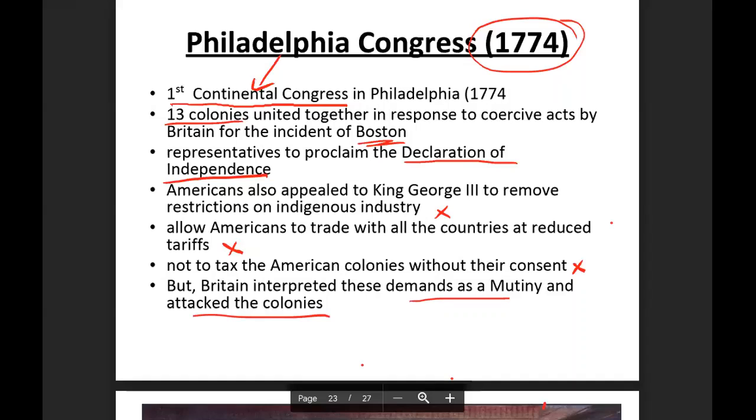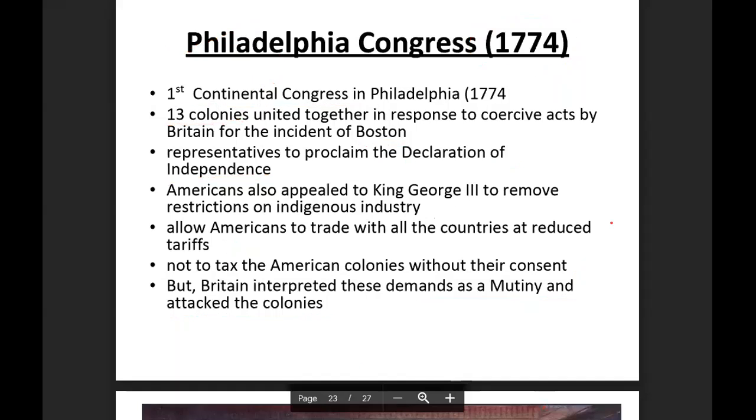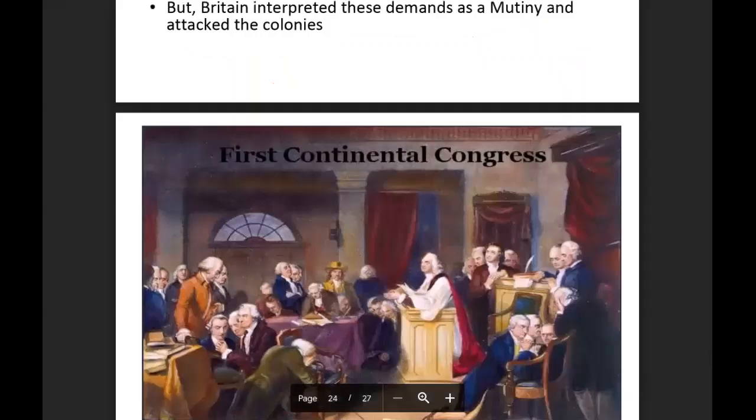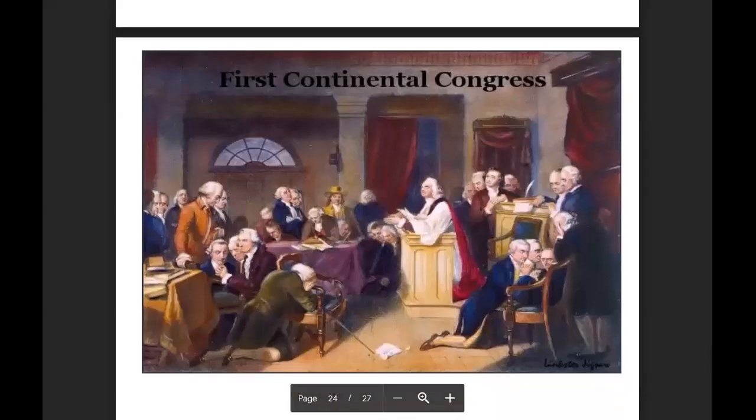Because of all these things, the Philadelphia Congress happened, and all 13 colonies came together and decided, okay, let's make the union, and we will declare our independence from now. That's about the Philadelphia Congress. It's also called the First Continental Congress. We can see here, First Continental Congress.